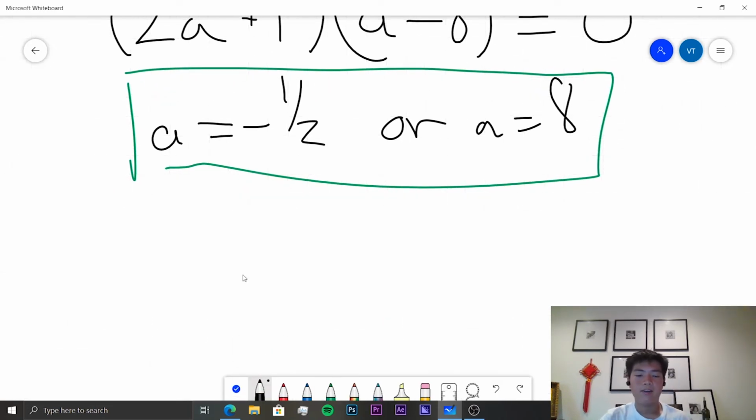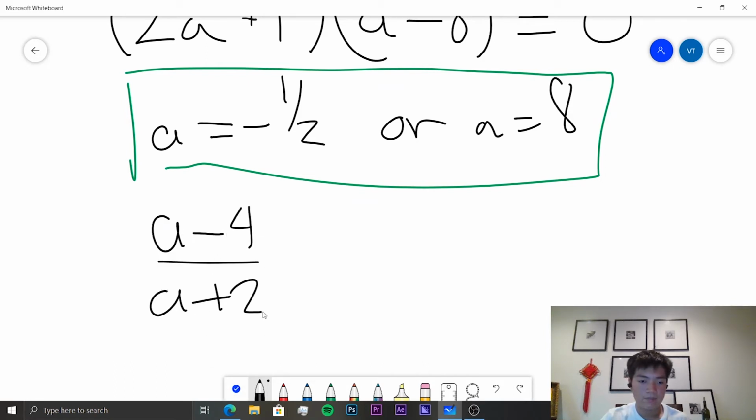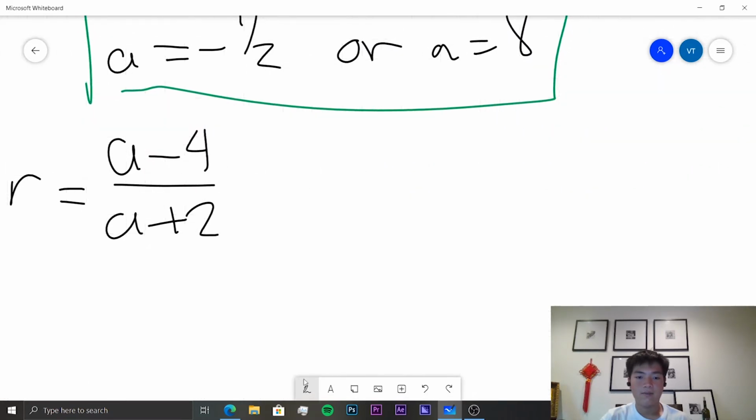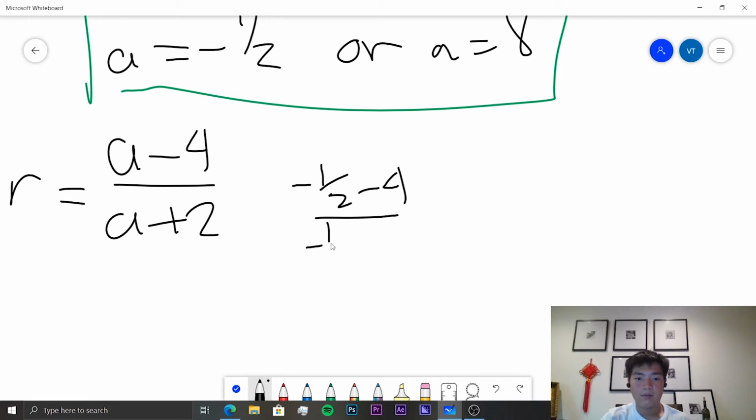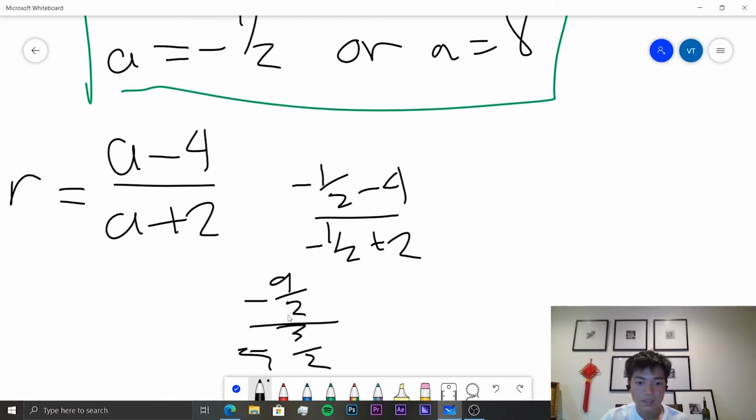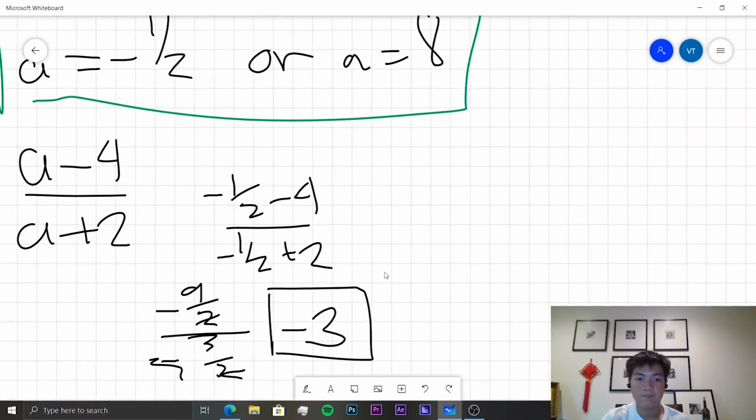And so we now need to find the two values for the common ratio. I believe the common ratio is equal to a minus 4 over a plus 2. This is the common ratio. So we can substitute first -1/2 and then 8. So for -1/2, we have -1/2 minus 4 divided by -1/2 plus 2, which is equal to -9 over 2 divided by -3 over 2. So that's equal to -3. So the common ratio in this case would be -3.